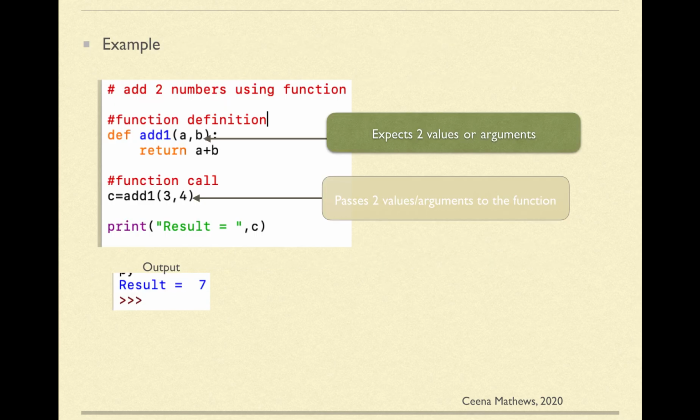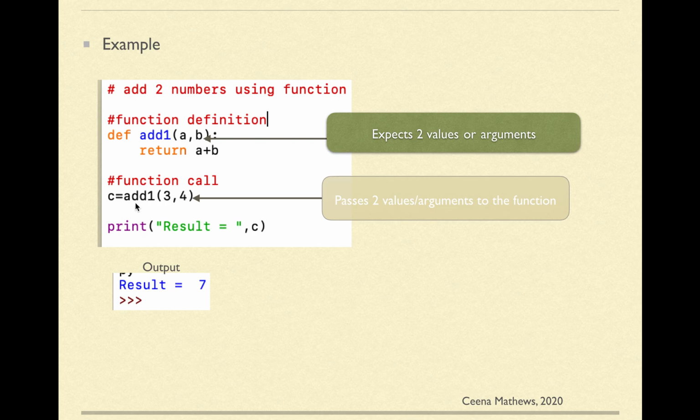We'll see an example for this. This is a function for adding two numbers, and a function is defined here with the name add1. It has two parameters, which means it expects two values or arguments. And this is the body of the function, and that is the expression. There are no statements inside the function. We use here only return statement and the expression. And this value will be returned to the function call.